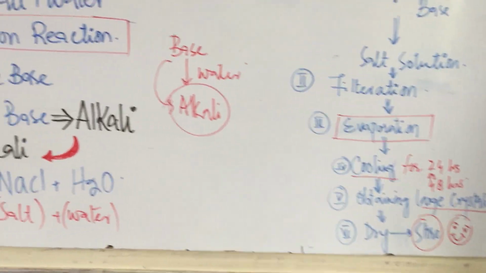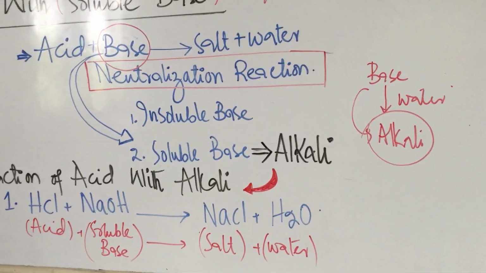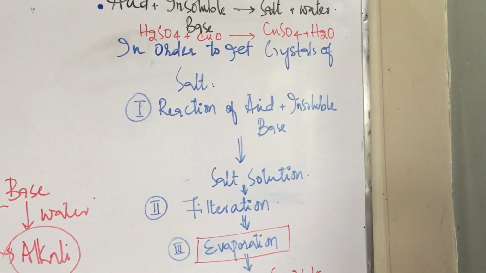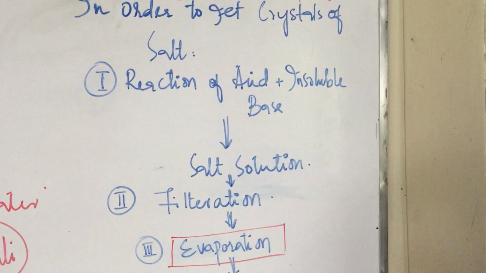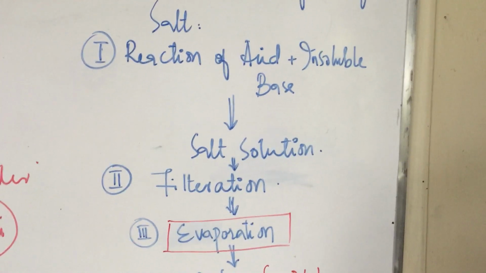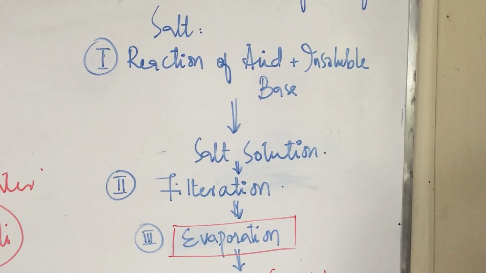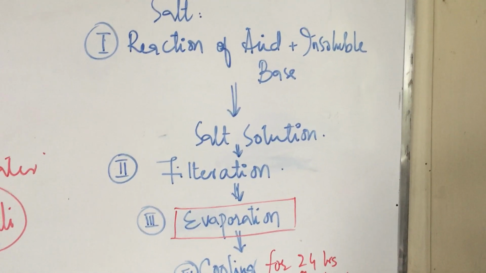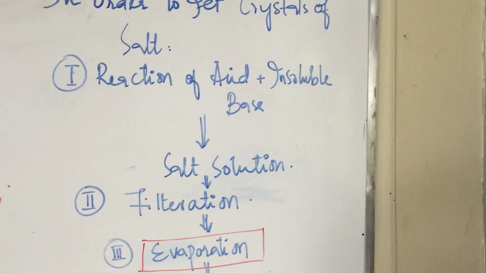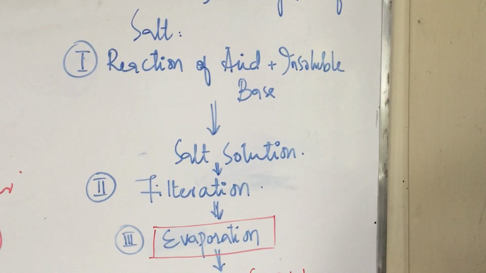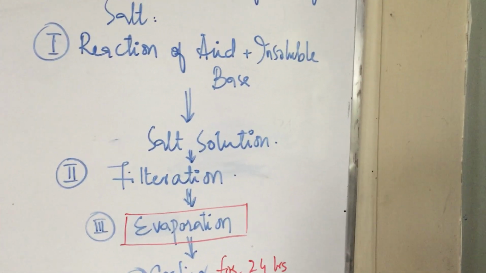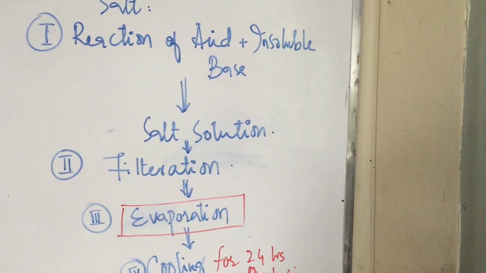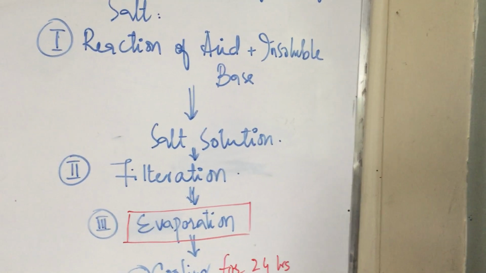But the thing is, how do you get to know whether your reaction is complete or not? In the type 2 reactions, your insoluble base remains unreacted. So you get the idea that your reaction was complete, and you just go for the filtration technique. In type 2 reactions, you were able to know whether your reaction was complete or not by reacting your insoluble base with acid.